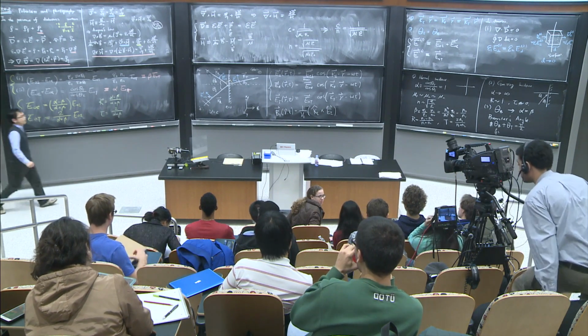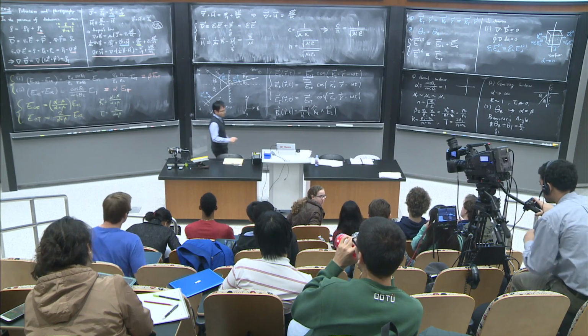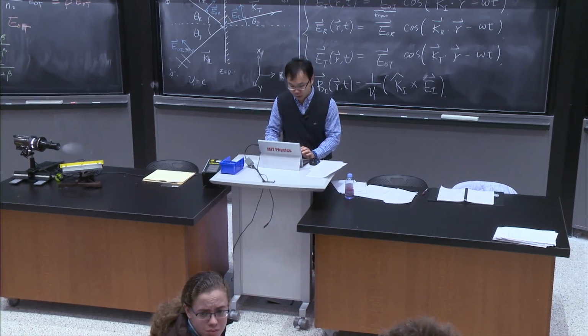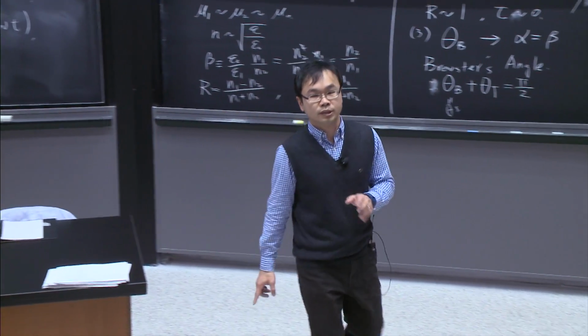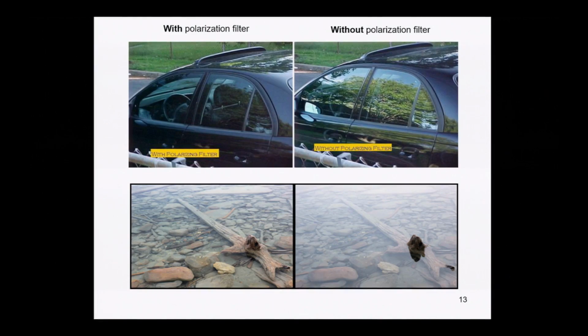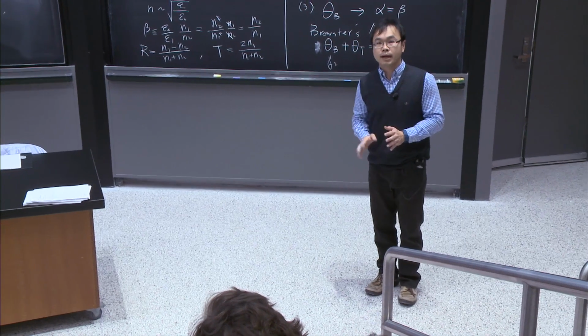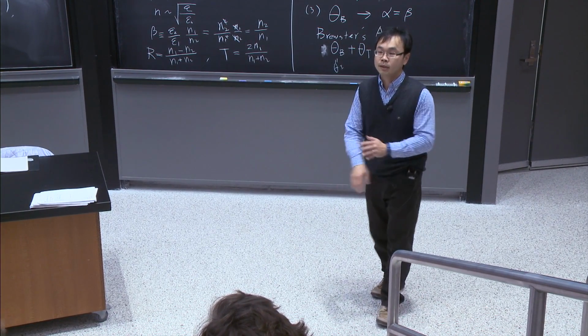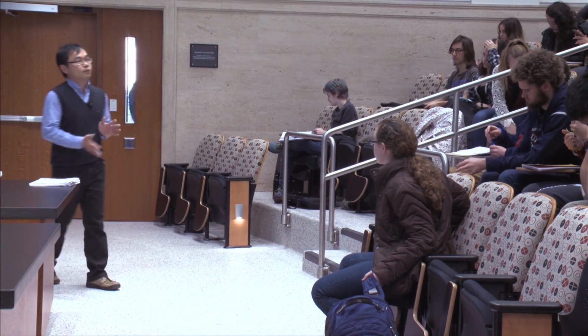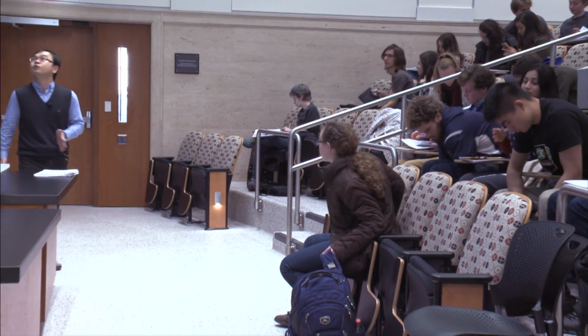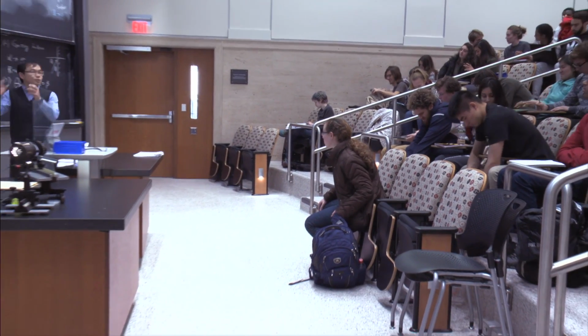Okay, so coming back to the question we had before, why can we take such a good photo? That is because of Brewster's angle. Once the sunlight gets refracted by the window, it becomes linearly polarized, and therefore you can filter out the majority of the contribution by using a polarization filter.